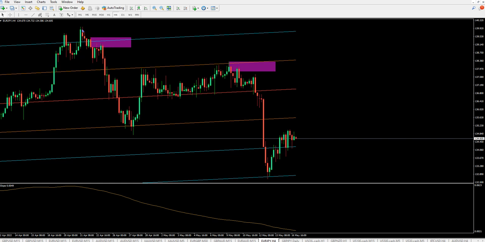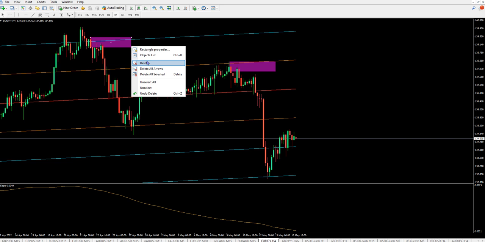And now this, we see it poked into the overbought area. So now we're looking for price to come back to this central area. That's where it likes to hang out. So, there's that trade.